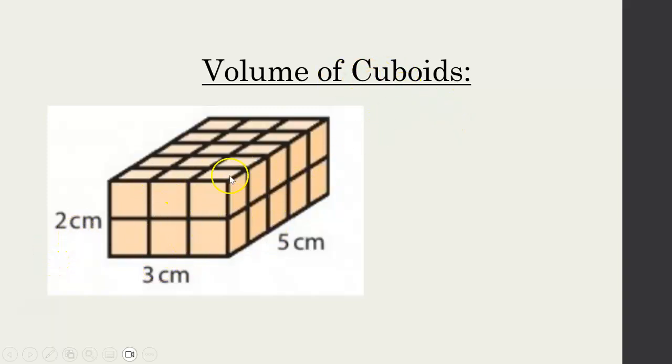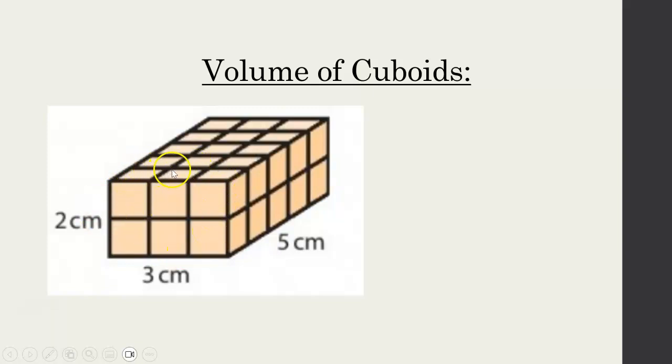If I wanted to find the volume of this, well, all I've got to do is count the cubes. So it's 1, 2, 3, 4, 5, 6. So that's on one slice. How many slices are there then? Well, there's 1, 2, 3, 4, 5. So there's 6 on one slice.